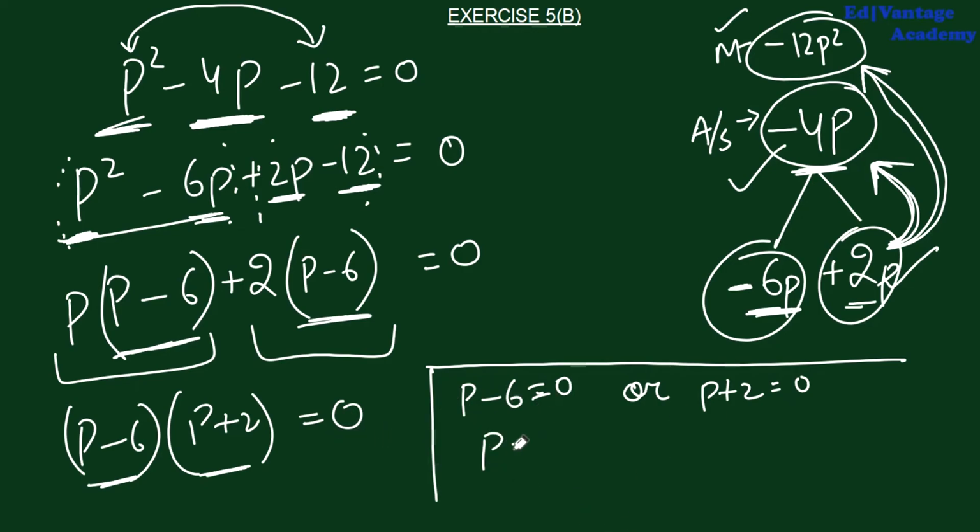So this means 6 will go to the right side, 0 plus 6, that is 6, and here my 2 will go to the other side, it will become 0 minus 2, that's minus 2. So you got p is 6 or minus 2. That's how you get two values for the variable in a quadratic equation. So here our variable was p. Okay, so p is equal to 6 or minus 2. That's the value of p.